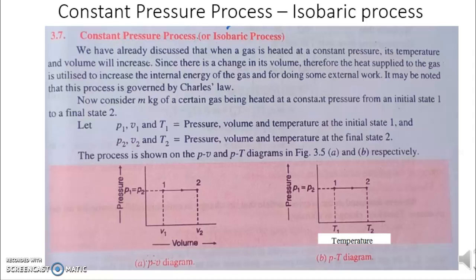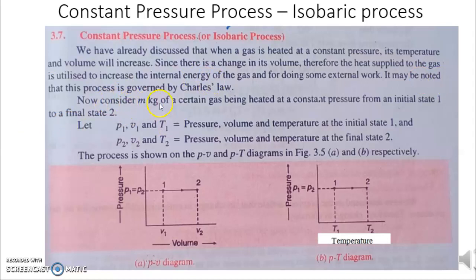Constant pressure process, or isobaric process. During this process, pressure remains constant and a gas is heated, so its temperature and volume increase. There is a change in volume, so the heat supplied to the gas is utilized to increase the internal energy of the gas and for doing some external work. It is governed by Charles' law.